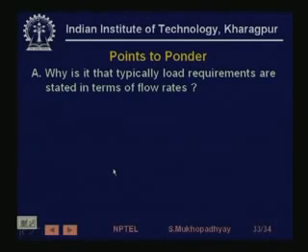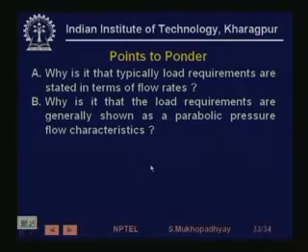Why is it that typically load requirements are stated in terms of flow rates? Why? You have to look at the applications, and we have discussed this. Why is it that load requirements are generally shown as parabolic pressure flow characteristics? Again.